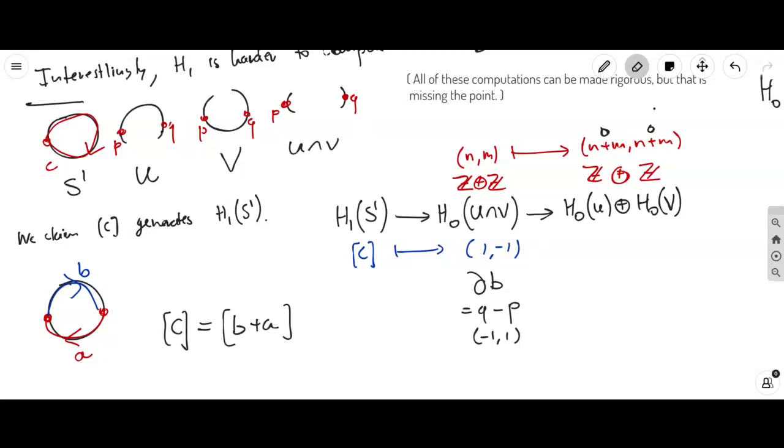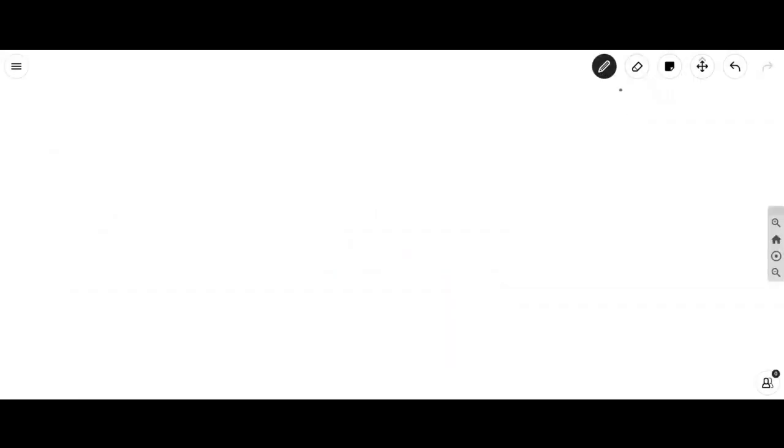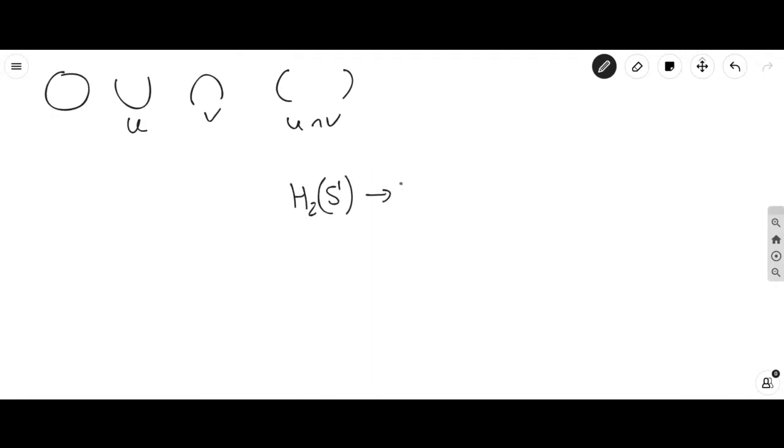Now let's find the second homology of the circle, and this will actually be easier. Let's clear this away and start again. It's going to be the same setup as before. We have the circle, we have U, we have V, and then we have their intersection. I'm going to find the second homology of the circle. So we have the lowering of dimension map, U intersect V, and then we have H1 of U plus H1 of V.